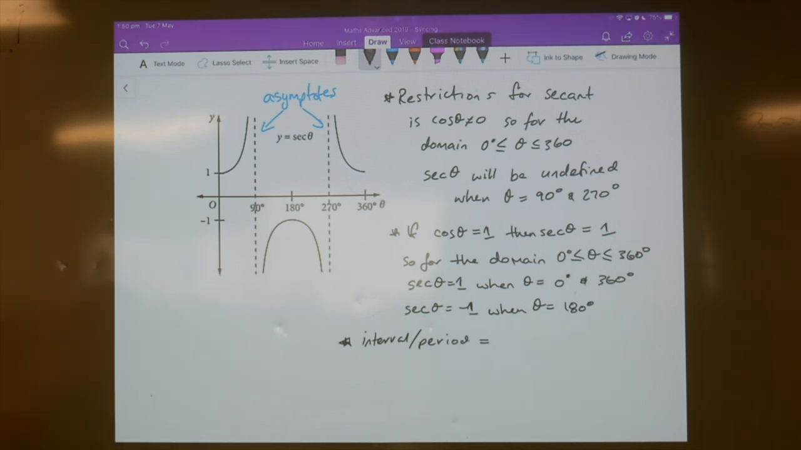What does our interval or period equal? So when does the pattern start repeating itself? 360. At 360. And is there an amplitude? No. Because there's no minimum, no maximum.